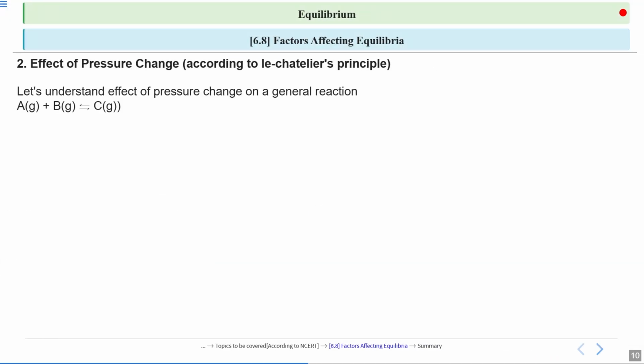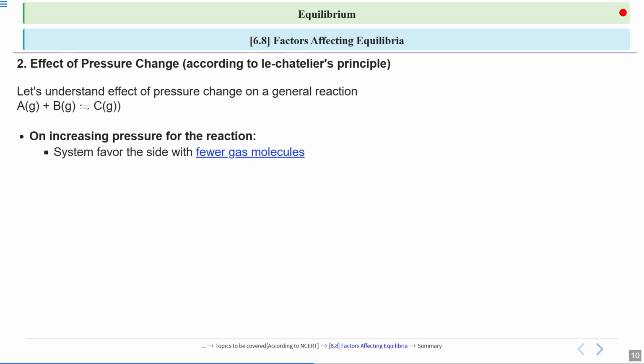Now we'll move on to the next change, which is pressure change. To understand this effect, we will take a general reaction in which A is reacting with B to give us C. All these three species are in the gaseous state. Now what will happen on increasing the pressure of the reaction? Can you guess it? If you increase the pressure, you are in a way disturbing the equilibrium, right? So to maintain the equilibrium again, the system will favor the side with fewer gaseous molecules.